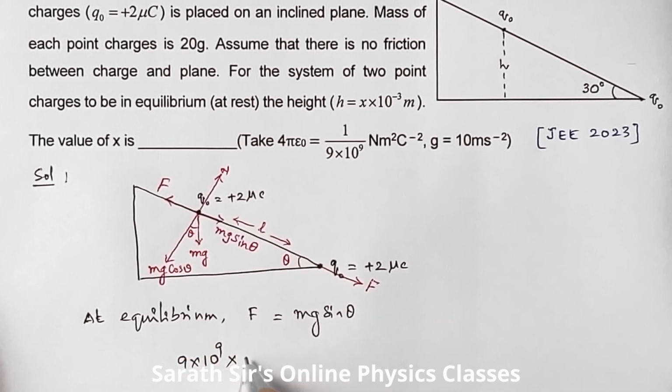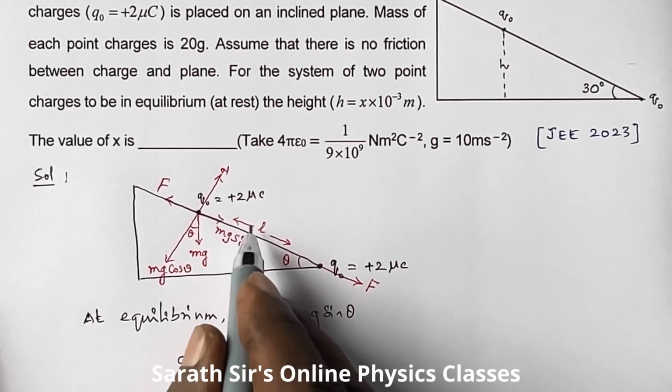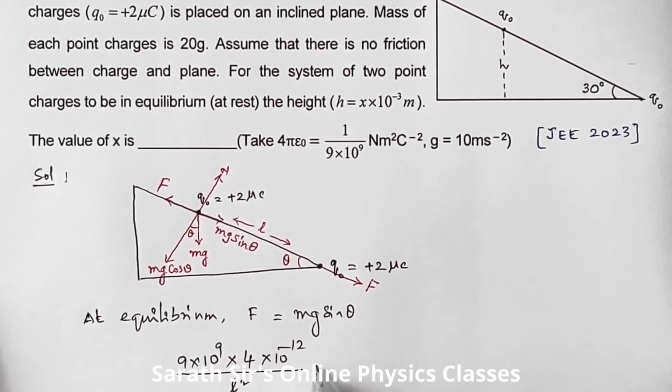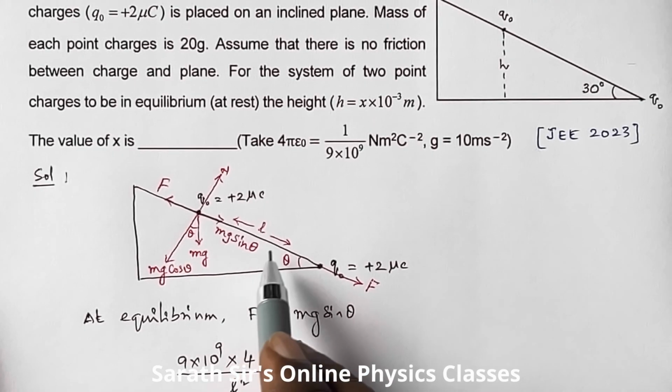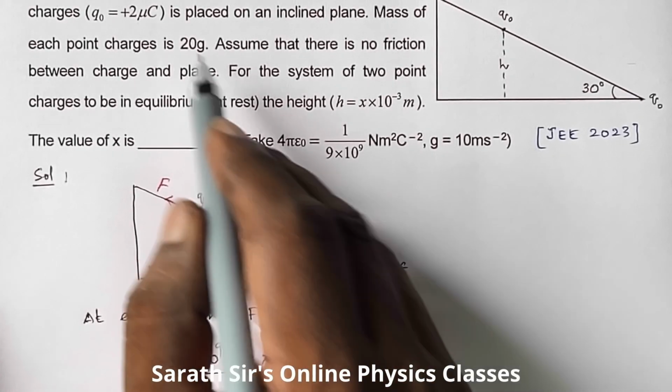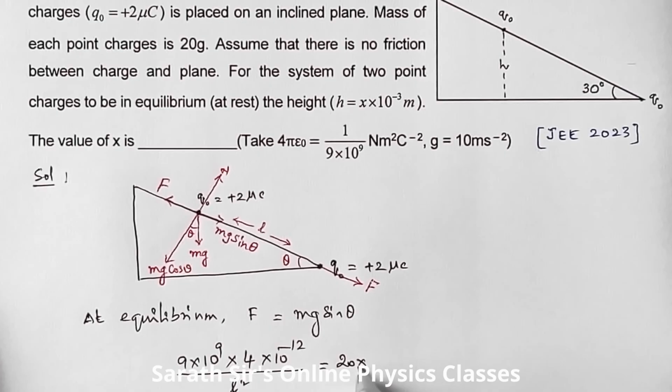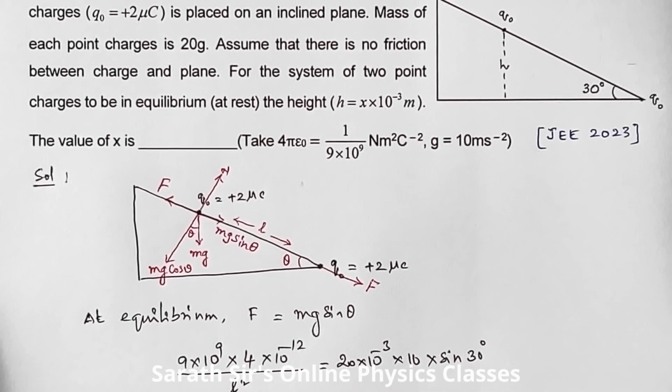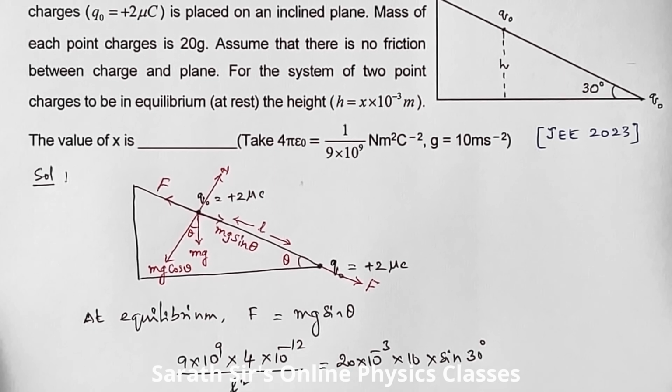So squaring, it is 4 into 10 to the power of minus 12 by the distance L square, L not known, that is equal to mg sin theta. m is equal to 20 grams, given. So 20 into 10 power minus 3 kg into 10 meter per second square into sin 30, theta is equal to 30 degrees, given. This L value we have to determine.